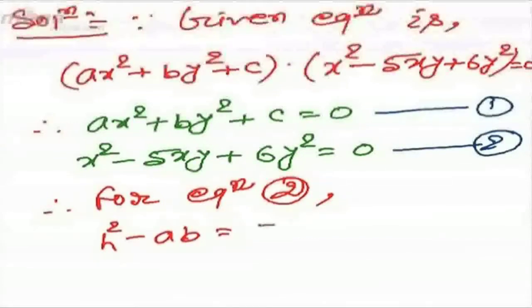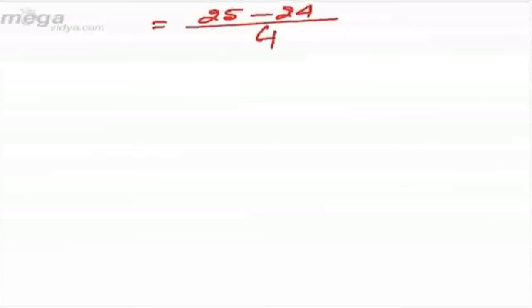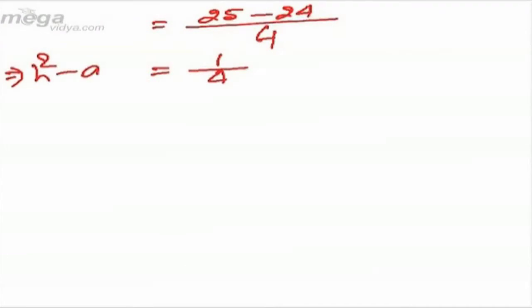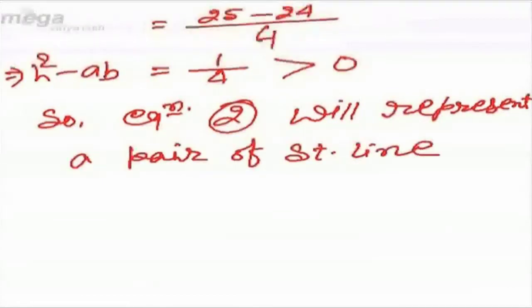See, h is here minus 5 upon 2 whole square, minus a is 1 and b is 6. So it becomes 25 by 4 minus 6, which comes to 25 minus 24 by 4, and hence it is 1 by 4. So you can say h square minus ab is 1 by 4, which is greater than 0. It means equation number 2 will represent a pair of straight lines passing through the origin.